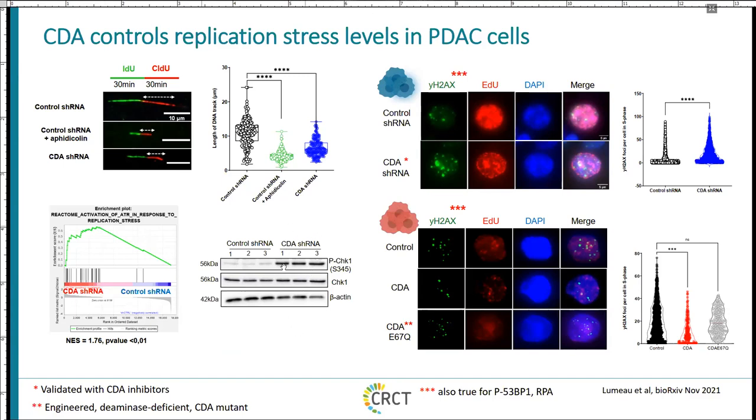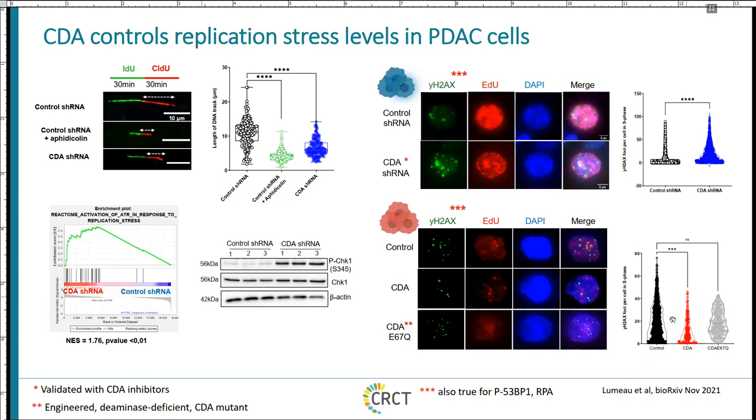We next looked at marks of DNA damage. This is on the top right. We performed gamma H2AX staining, but also 53BP1 and RPA. These are three markers that can tell you whether you have replication stress in your cells. It's easy to see that when you have expression of an shRNA against CDA, but it's also true when using chemicals that are inhibiting CDA, you induce a large number of gamma H2AX foci. This is in S phase because we co-stain with EdU, so these are all marks of replication stress. And if we do the mirror experiment, meaning that we are using cells that are overexpressing CDA, this is on the bottom right panel, you see that you are down-regulating the number of foci when expressing the enzyme.